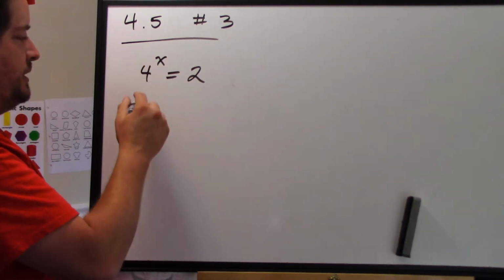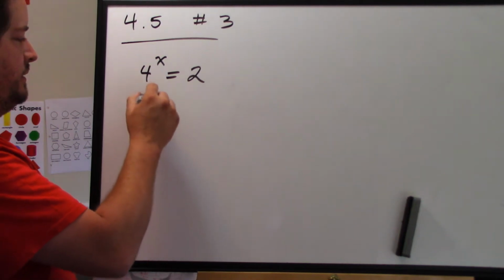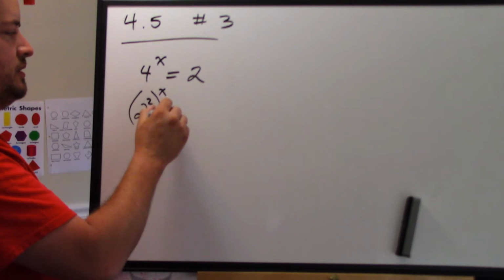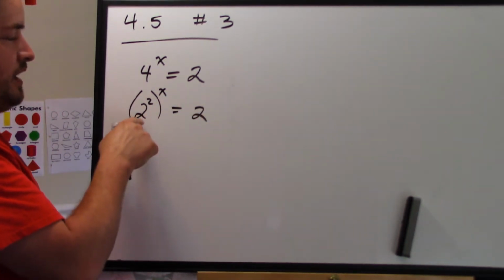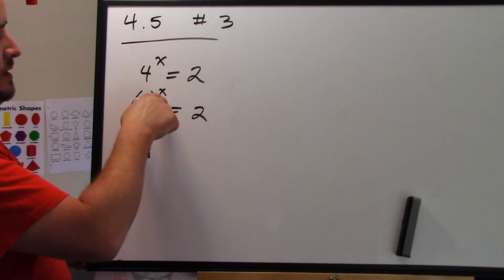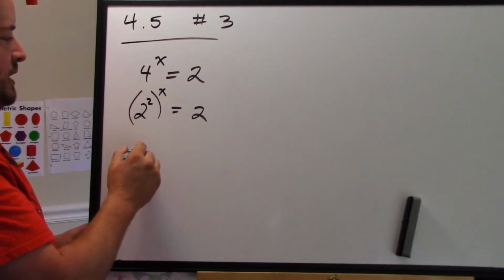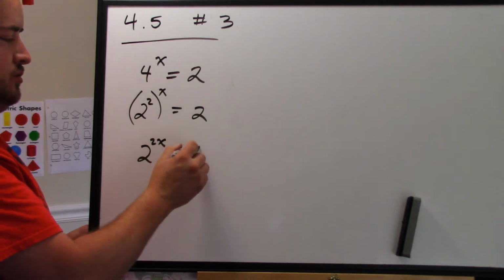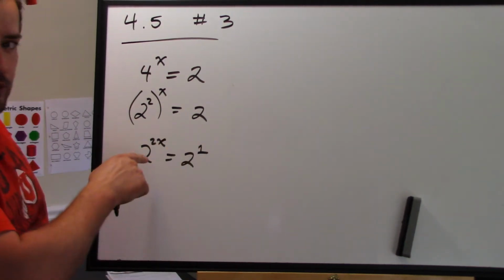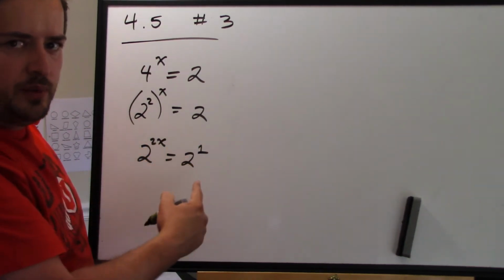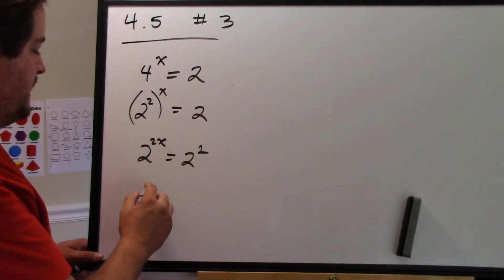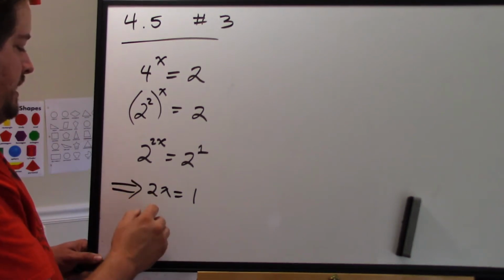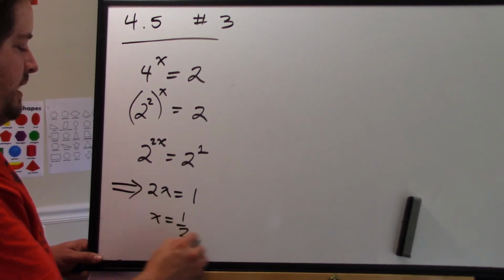And so 4, because that's 2 squared, I can in place of 4 write 2 squared, so I have 2 squared to the x is equal to 2. But if I have something raised to a power raised to something else, then those powers multiply, so this is 2 raised to the 2x is equal to 2. That is 2 to the 1. And therefore, if I have 2 to one power is equal to 2 to another power, those powers must be the same. And so I get 2x must equal 1. And then, of course, that means x equals 1/2.